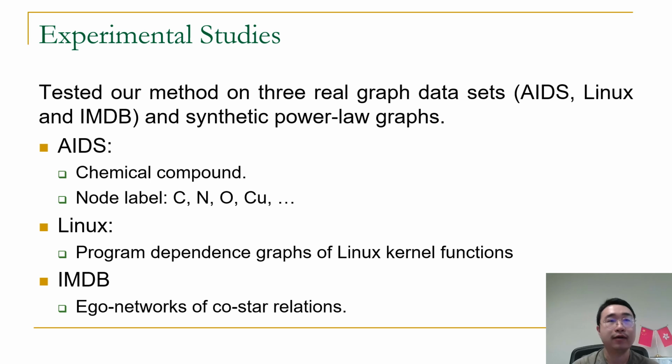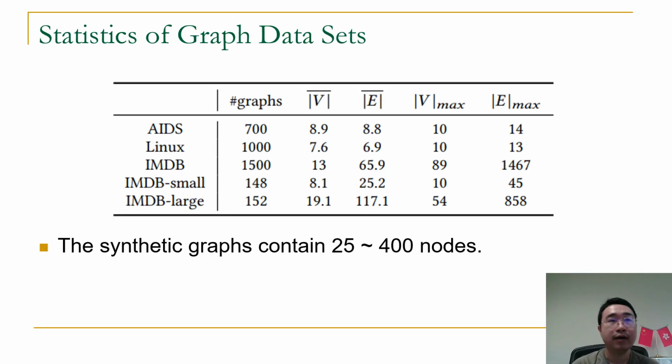We test our method on 3 real graph datasets and synthetic parallel graphs. The statistics of these graph datasets are listed in this table. Each real graph dataset consists of hundreds of graphs within 100 nodes. Note that the calculation of graph edit distance is based on graph pairs, so the training and testing datasets are actually much larger. In addition, we generate some synthetic parallel graphs in large scale for performance evaluation. We vary the number of nodes in the parallel graphs from 25 to 400.